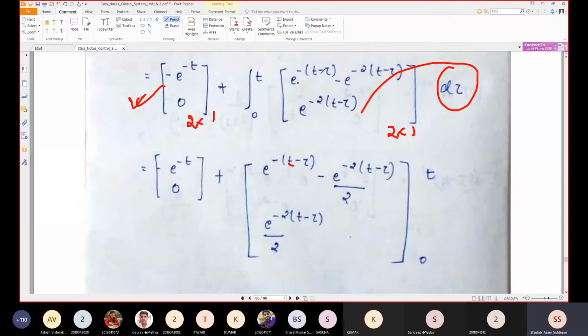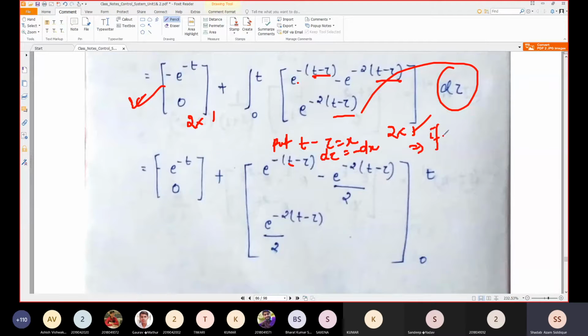After substitution you can also go through the substitution method. In the substitution method, t minus tau is assumed to be some x value, and replace d tau with x. Everywhere you can see t minus tau is written, you just replace it: put t minus tau equal to x. So what is d tau? d tau will be minus dx. So simply you can substitute here, and go through the limits.